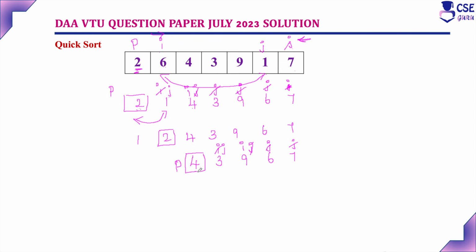Okay. So what we have to do? Here, I and J have crossed over each other. So you need to exchange the pivot element with the A of J index value.